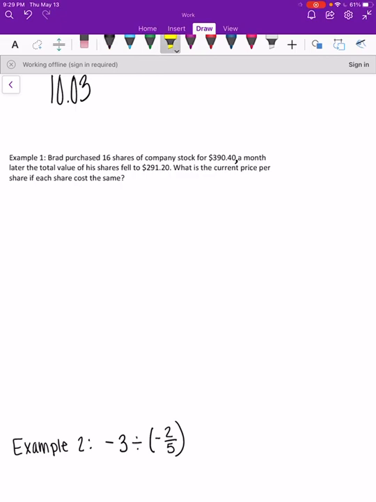So we want to take this 291 and break it up between the 16 shares. So if altogether those 16 shares now cost $291.20, how much does each share cost? And to do that, we need to divide. We can also think of it as cost per share. So we're going to do 291.20 divided by 16.